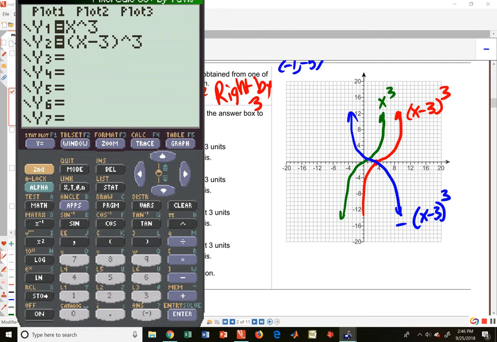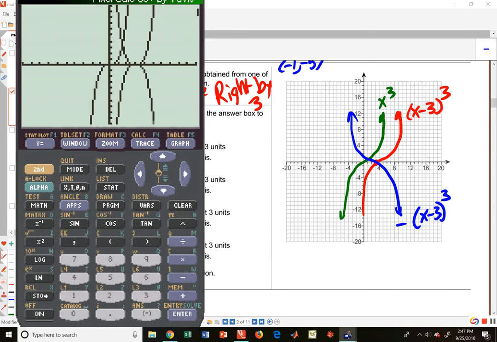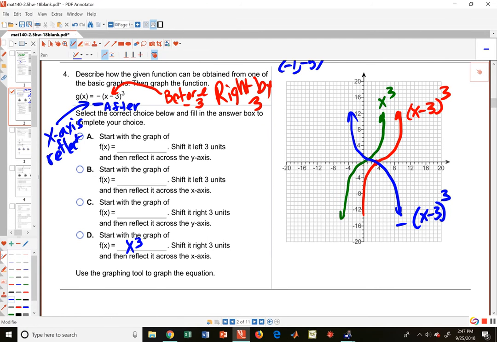Okay, now what is the impact of negating on the outside of the function? And here we go. And let's look at it. And so it's that one flipped. And so it looks pretty good. We definitely achieved it.